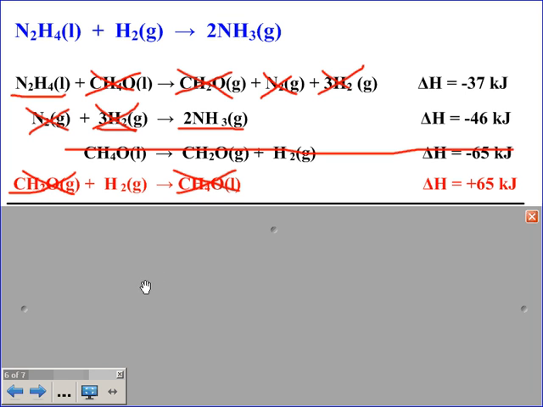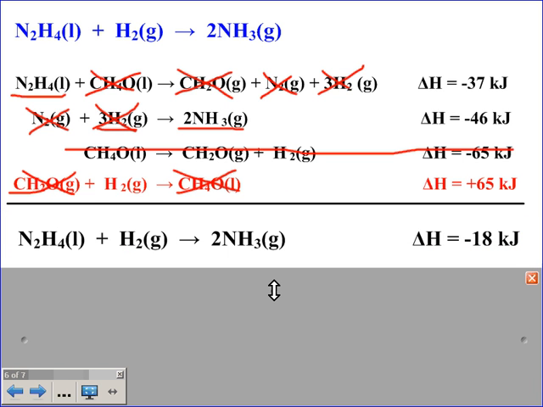So I can see that I have got my known equations arranged to eliminate everything except the target equation. N2H4 plus H2, arrow 2NH3. So I can add them together, and I add these, negative 37, negative 46, and positive 65, and I find out that the enthalpy of my target reaction is negative 18 kilojoules.